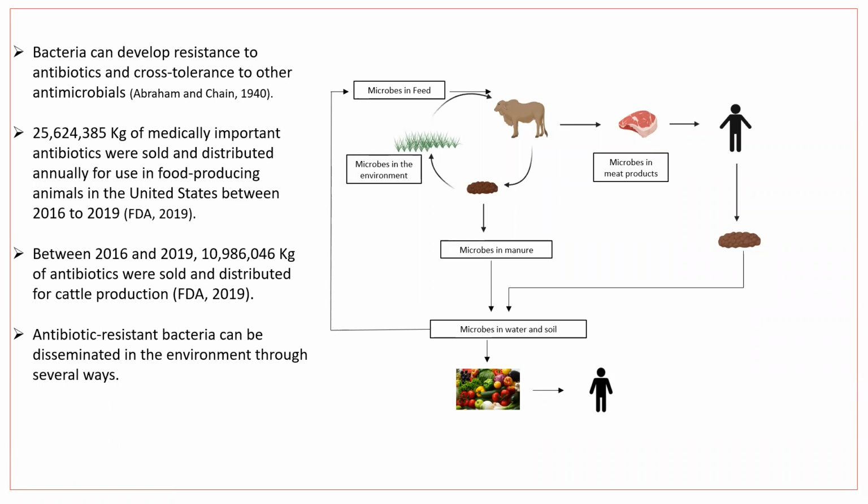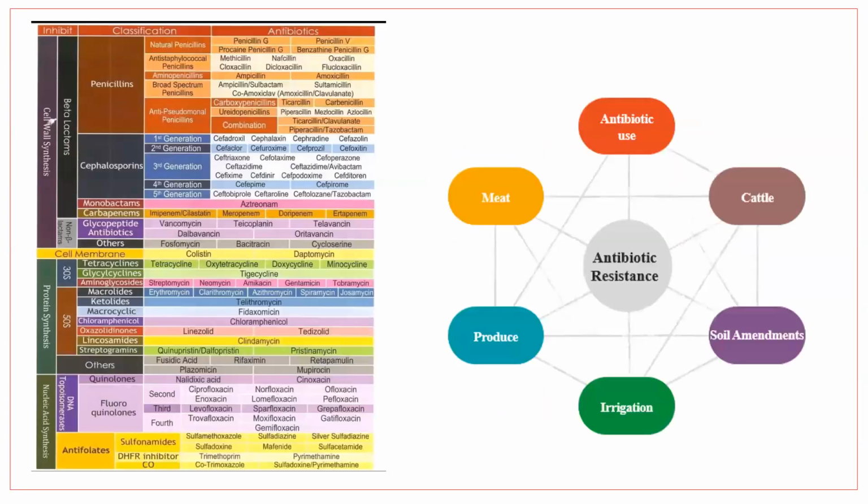Also, cattle feed can get to manure, manure can get to water, and water is used to irrigate fresh produce. Again, it comes to humans. So it's really a very big cycle of transfer of genes from one microbe to the other, from one host to the other, and it just keeps going.